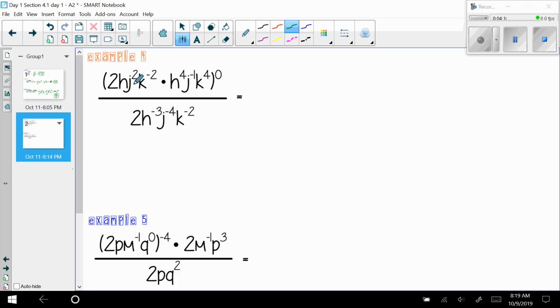All right, so when I look in here, anytime I have some stuff to combine on the inside of parentheses, I usually do that before I distribute. But if I look, there's a 0 exponent on this parenthesis, which means when I distribute it to everything in here, all of these exponents are going to become 0, and anything to the 0 power is just a 1. So I know that I can actually cross this whole thing out because it all has that 0 exponent. So I'm left with 1 over 2 h to the negative 3, j to the negative 4, and k to the negative 2.